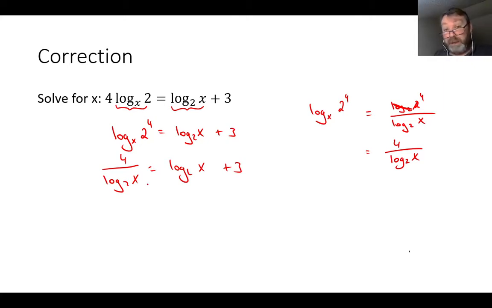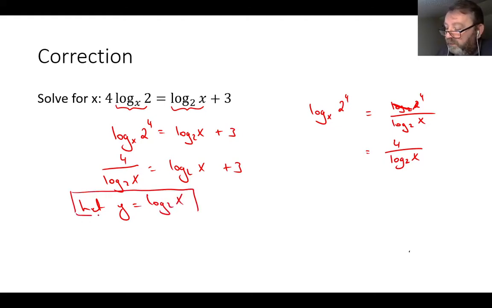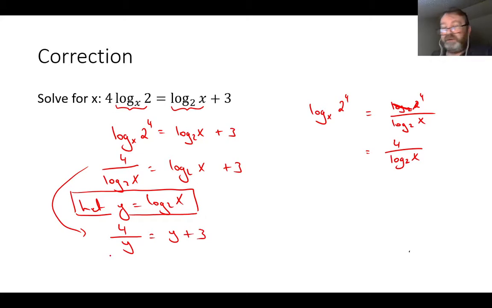So you've got the same log now on both sides, and this is where you begin to apply your knowledge of what we did in indices along with your knowledge of algebra. First thing I notice, log to the base 2 of x is a difficult term to deal with. Now, when we met indices that were difficult, we used what we call substitution. I'm going to do exactly the same thing here. I don't want to work with log to the base 2 of x just yet. So instead, I'm going to let y stand in for log to the base 2 of x. I'm going to rewrite this as 4 over y equals y plus 3. And now it's an awful lot easier to use.